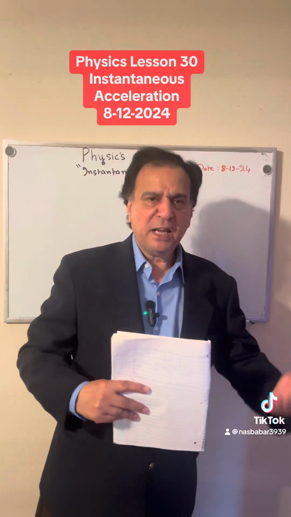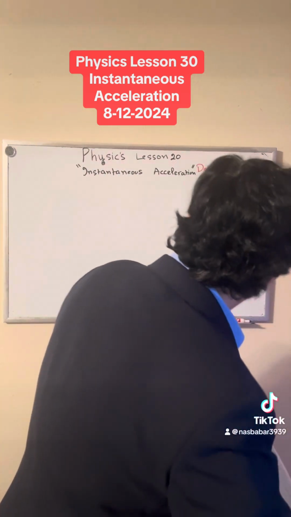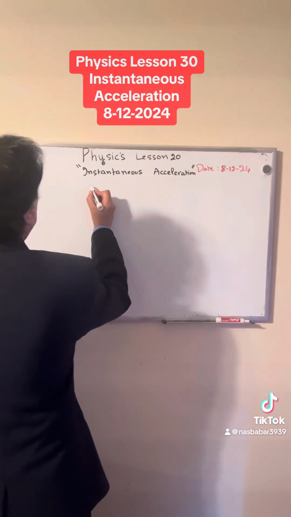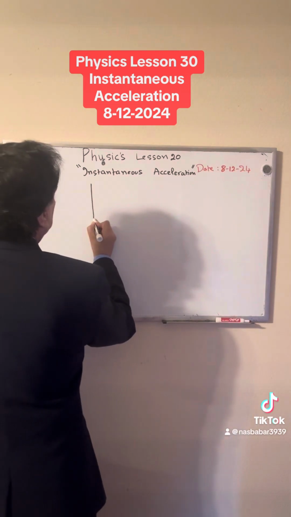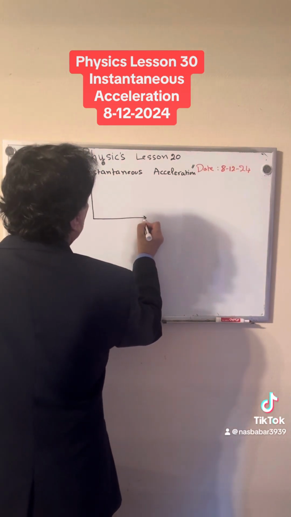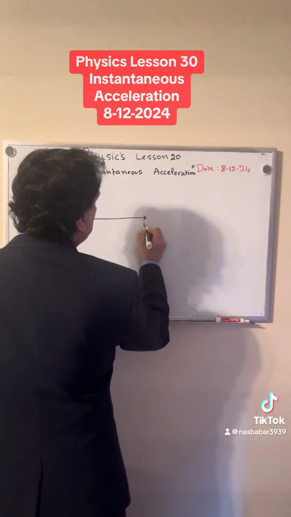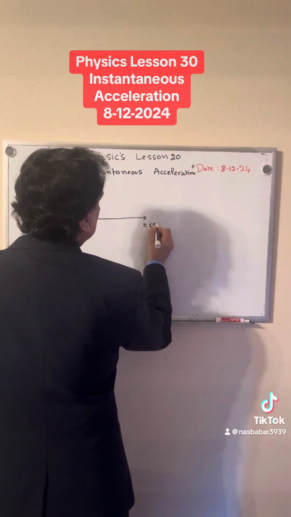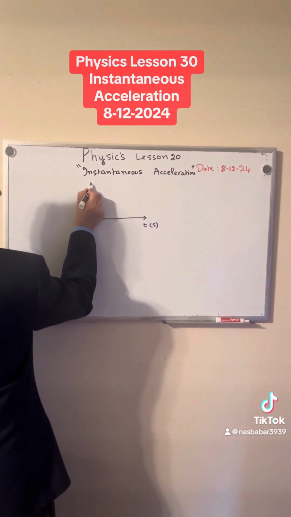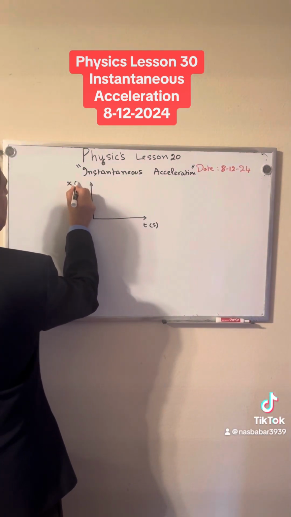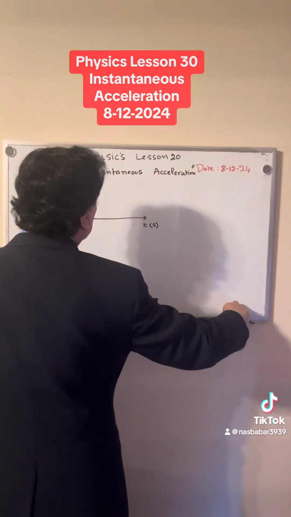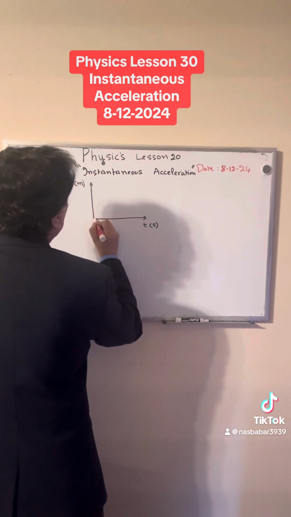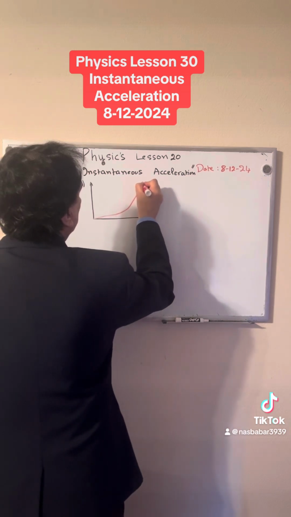So let me go ahead and recap a little bit, and then we'll dive in. Let's look at this graph right here. This is a position graph, or you can say a distance graph. I have time in seconds on the x-axis, and distance in meters on the y-axis. And the function is a graph sort of like a parabola shape, going like this.